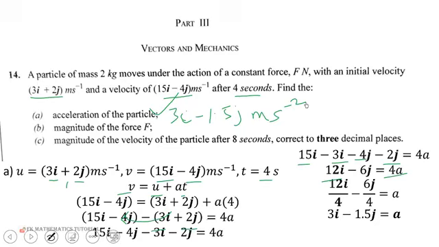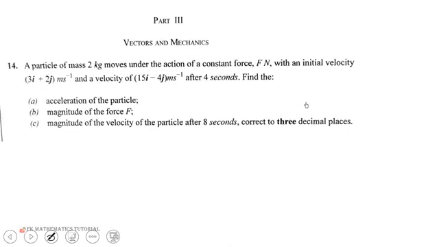Then we have the magnitude of the force. F equals mass times acceleration. We know the acceleration to be 3i minus 1.5j that we found here. The mass is given as 2 kg in the question. So when we expand this, we get 6i minus 3j.